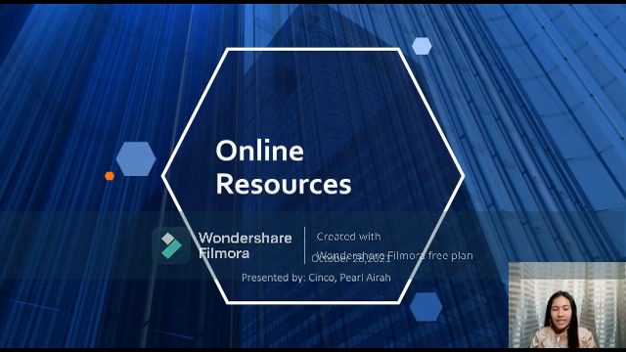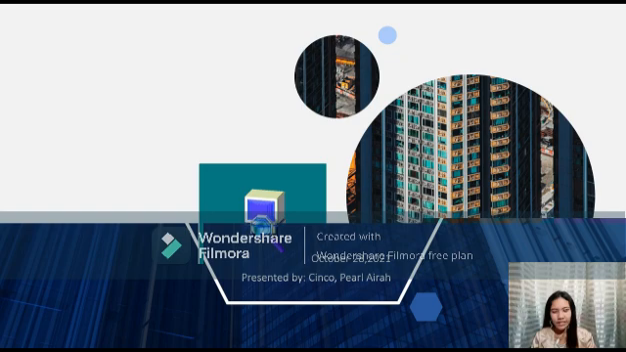So, let us discuss first what online resources are. Online resources are peer-reviewed journals, web pages, forums, and blogs. Some other names for online sources are electronic sources, web sources, and internet sources.